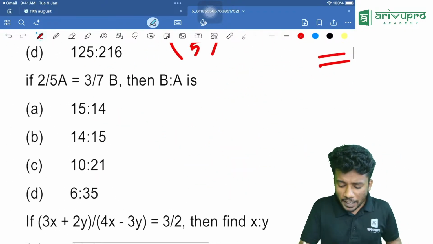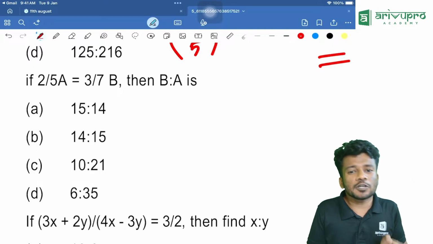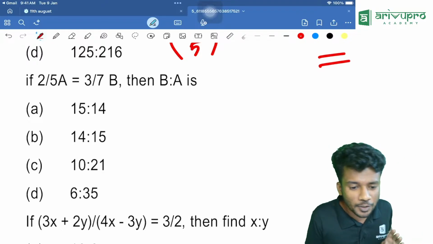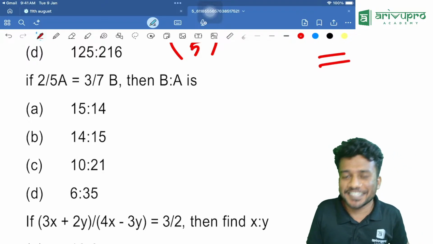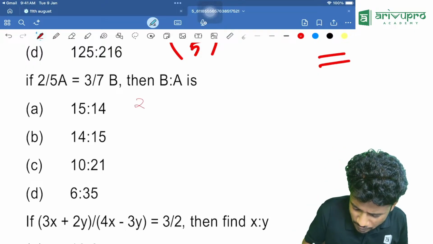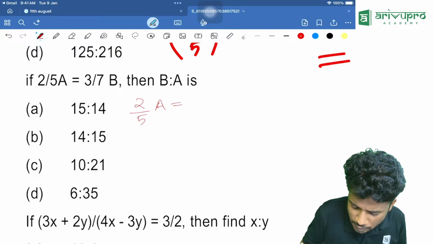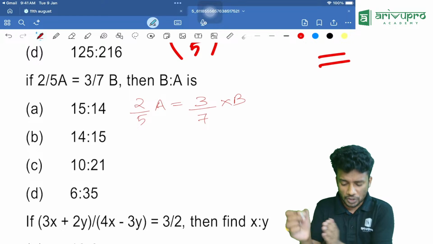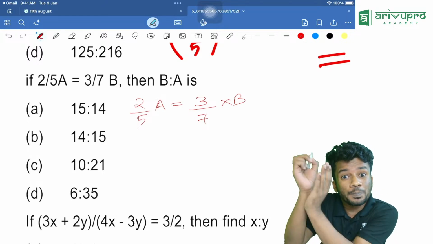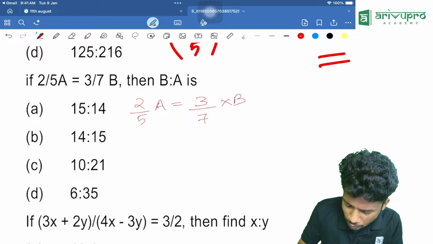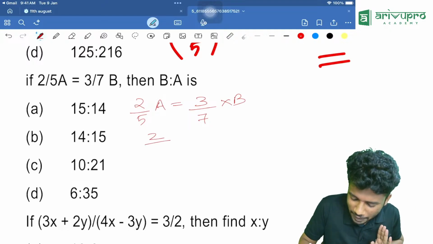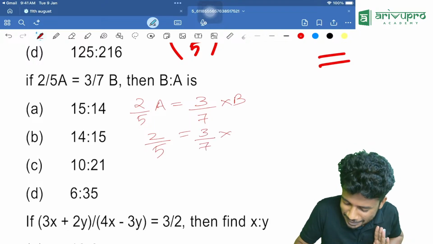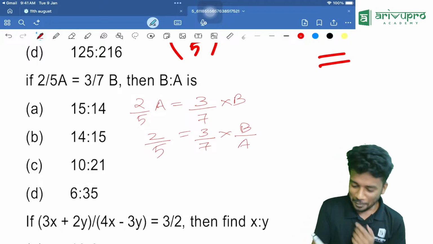Next one: 2 by 5 into A is equal to 3 by 7 into B. Then what is B is to A? How to find this? What is given is 2 by 5 into A equals 3 by 7 into B. They are asking what B is to A, so we want it in the form of B by A. Usually I will not write this many steps, but I will write them here. Now cross multiply.